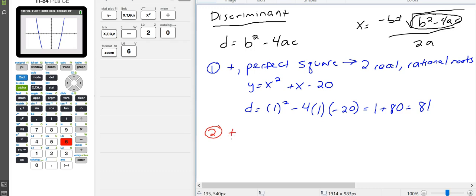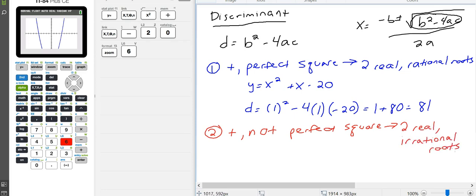The second scenario is when your discriminant is positive, but it's not a perfect square. Then you're going to have two real irrational roots.